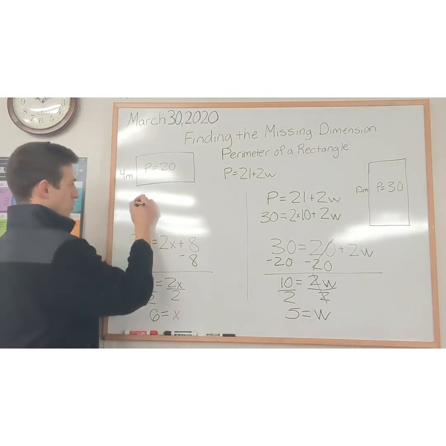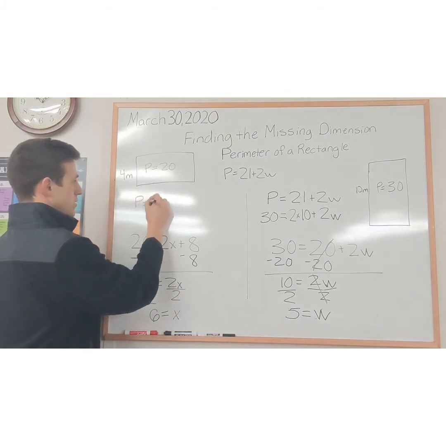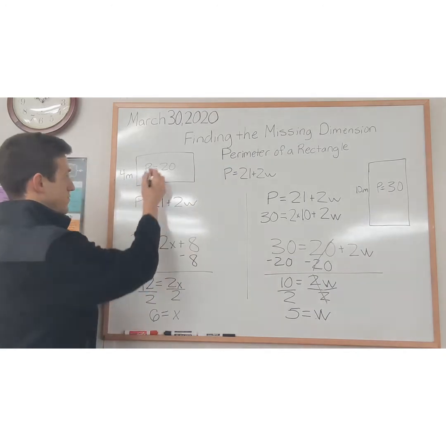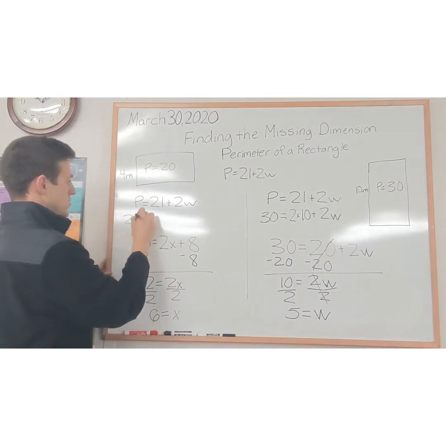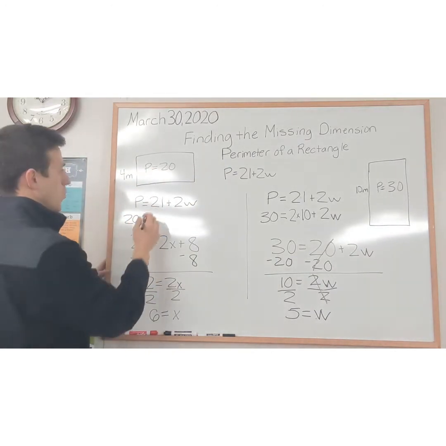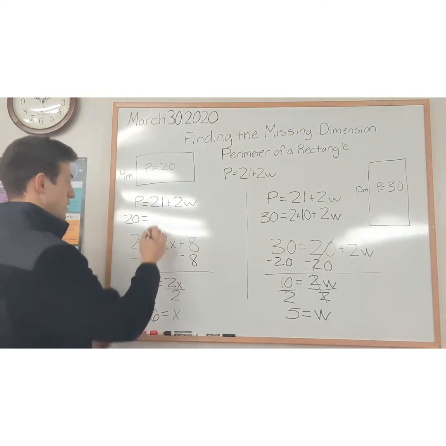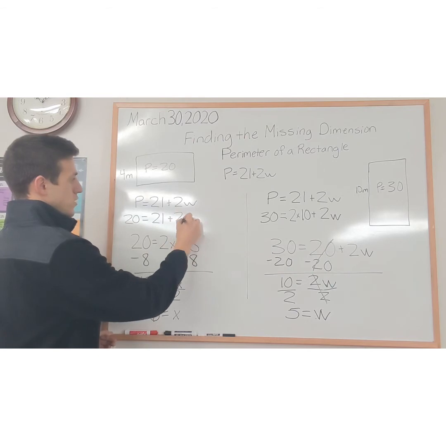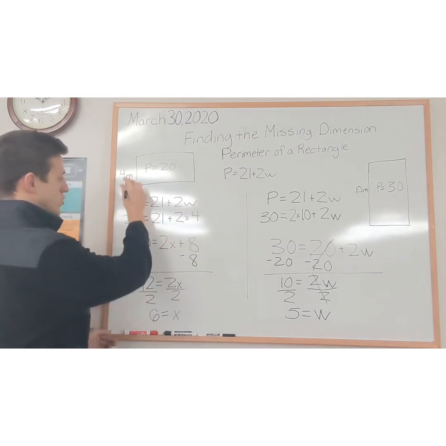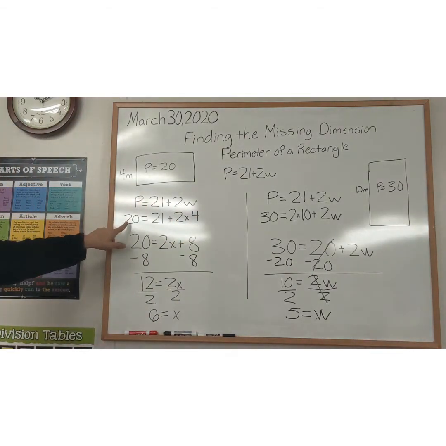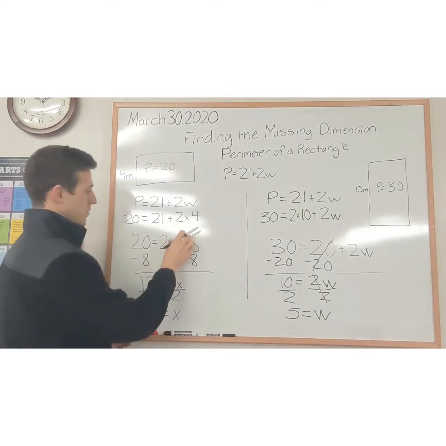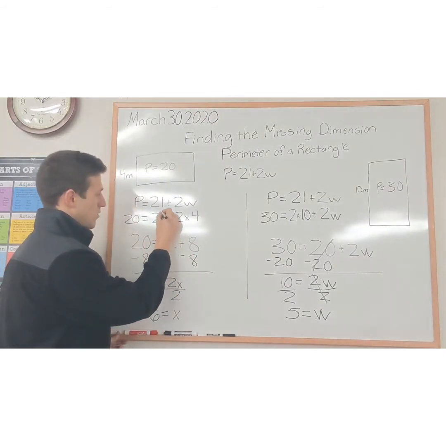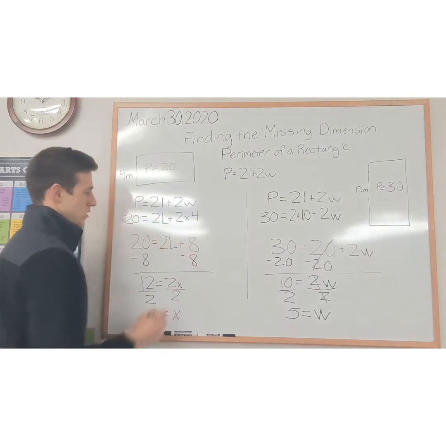So let's use our formula. Perimeter equals 2 times our length plus 2 times our width, right? So let's fill in. We know that 20 is our perimeter, and we don't know our length, right? So we have 2 times our length plus 2 times 4, which is our width. So we know that 20 is our perimeter, and then this looks like 21, so we're going to make this into a capital L so we don't get confused.